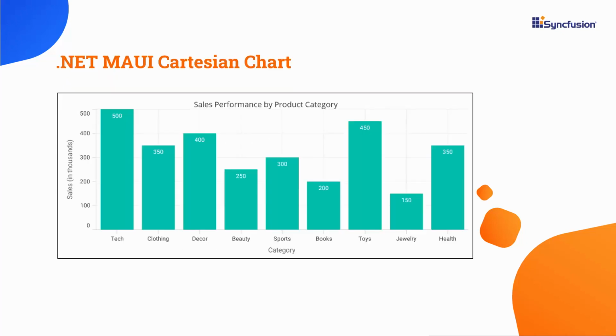As you can see, this column chart provides a visual representation of sales performance organized by product category. We can conclude from this that text values can be displayed for each data point in the chart using the category axis.